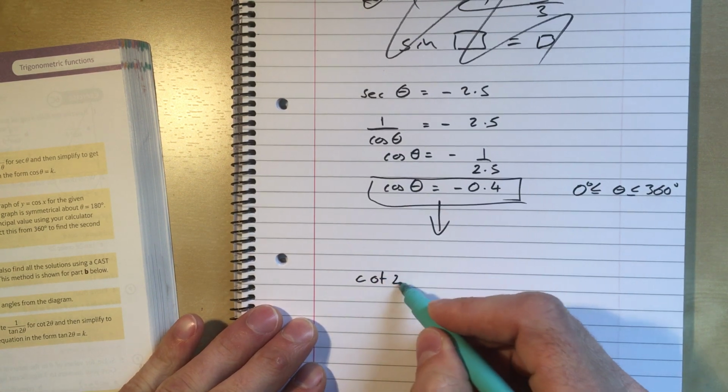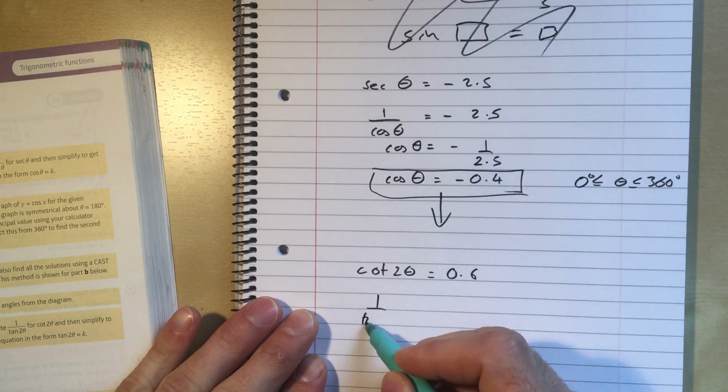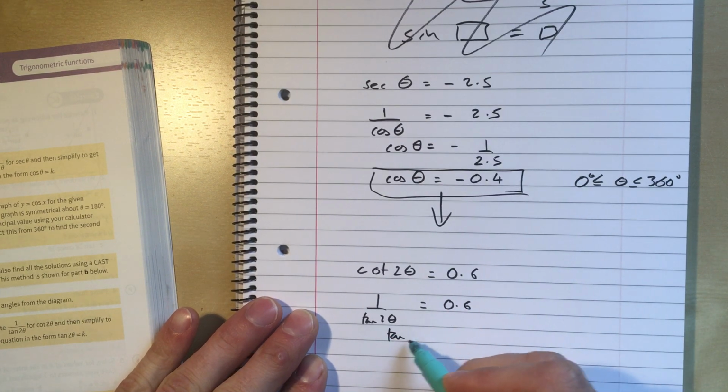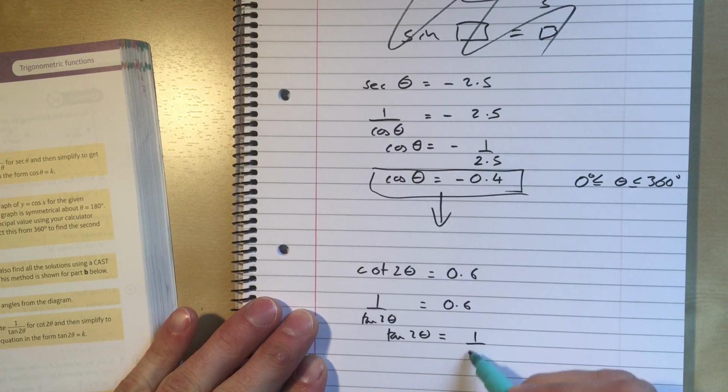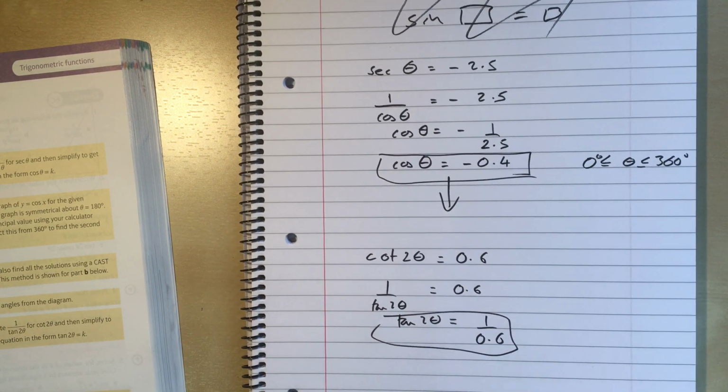The next example, they give us something like this, cot 2 theta equals 0.6. Well, that is 1 over tan 2 theta equals 0.6. So tan 2 theta equals 1 over 0.6. Now, that again is the sort of thing that we could do in the first year book. Okay, so if you're not sure how to solve that, go back to the first year.